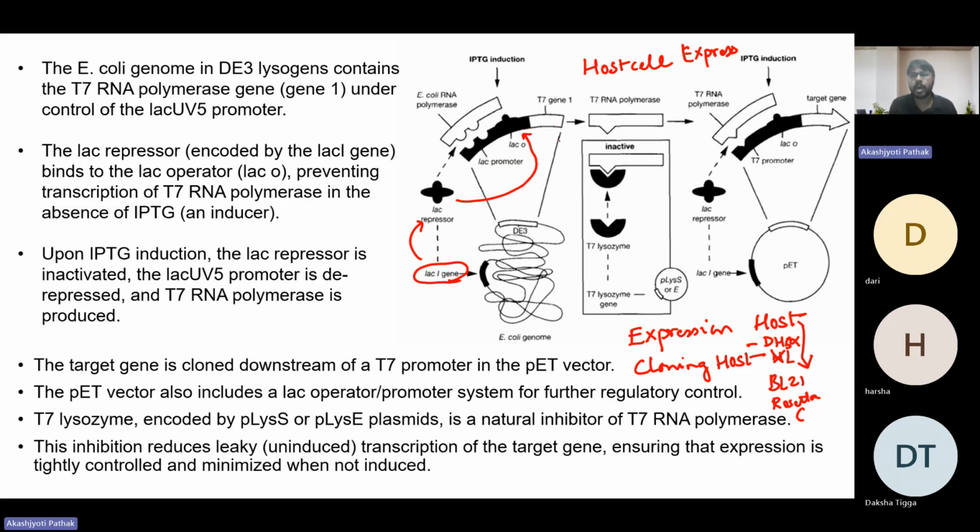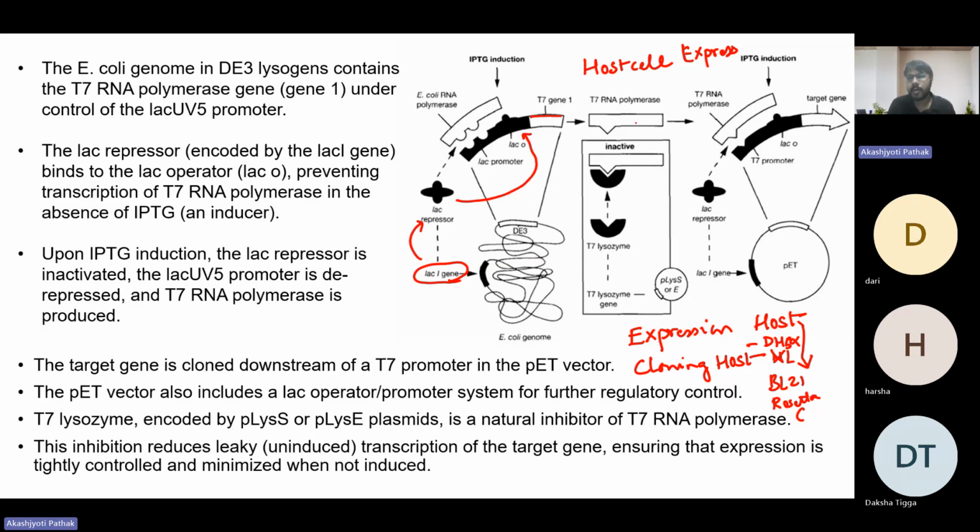Now, you see this is the E. coli RNA polymerase. So this E. coli RNA polymerase is no longer able to synthesize this gene. So what is done is basically you have this T7 RNA polymerase gene, cloned downstream to this LAC promoter. So when this LAC repressor is there, your T7 RNA polymerase will not be expressed.